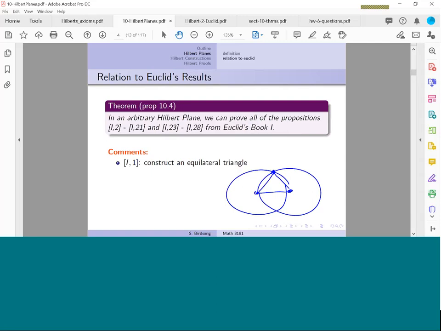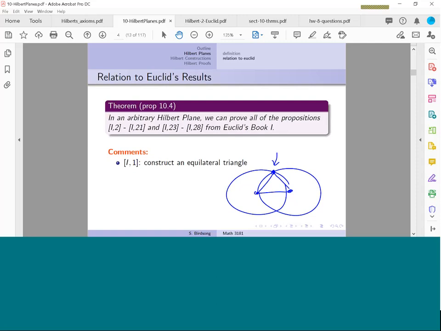Any guesses why we can't guarantee that very first proposition necessarily holds in a Hilbert plane? Hint, it deals with how we constructed the equilateral triangle. What did we have to assume in order to get that third point? Yeah, so the assumption here is we had to assume that the circles actually intersected.